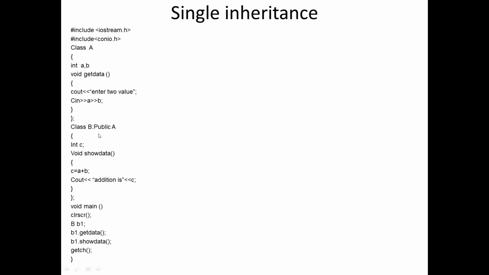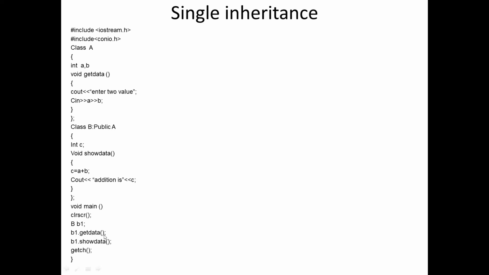Because here, if we see, class B is inheriting the properties of class A, not class A inheriting the properties of class B. So class B contains its own properties and also the class A properties. That's why we are creating the object of class B. This is the syntax for creating the object: we use the class name, and after the class name we put b1, terminated by a semicolon. So this b1 is an object of class B.